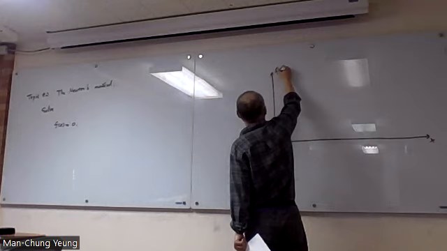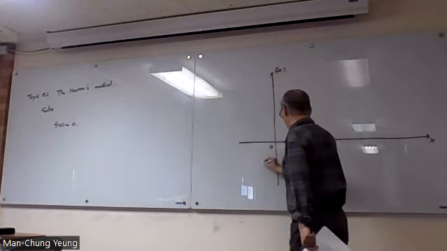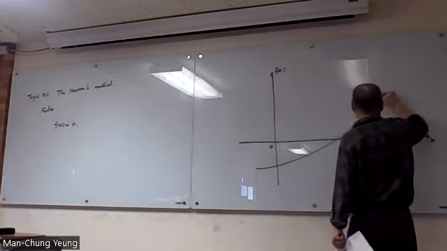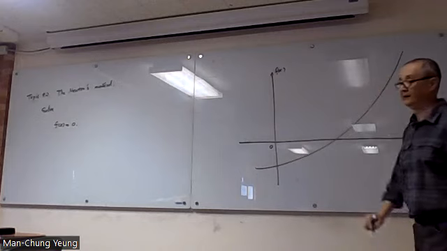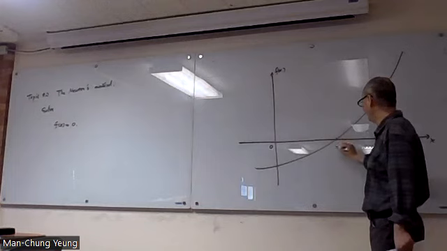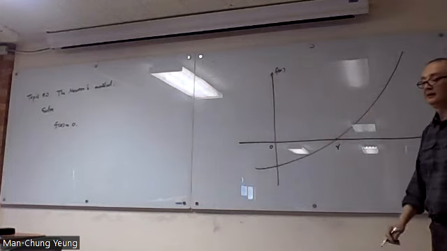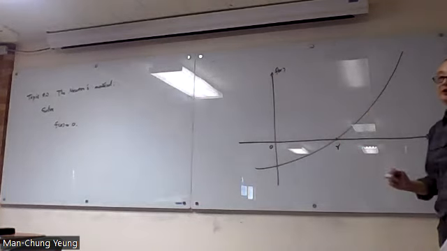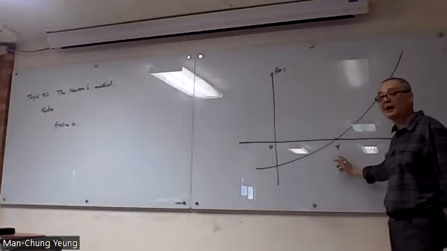Function f(x). Suppose the graph is this graph. Then the solution of the equation is here. This is the root R. Now we want to find R.